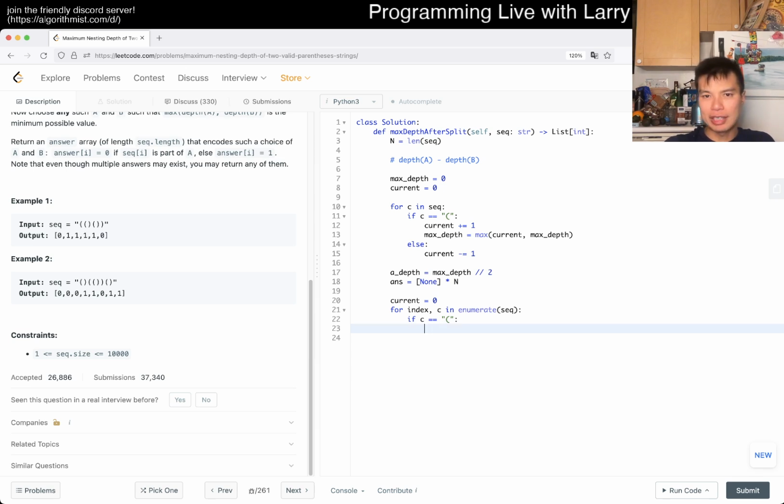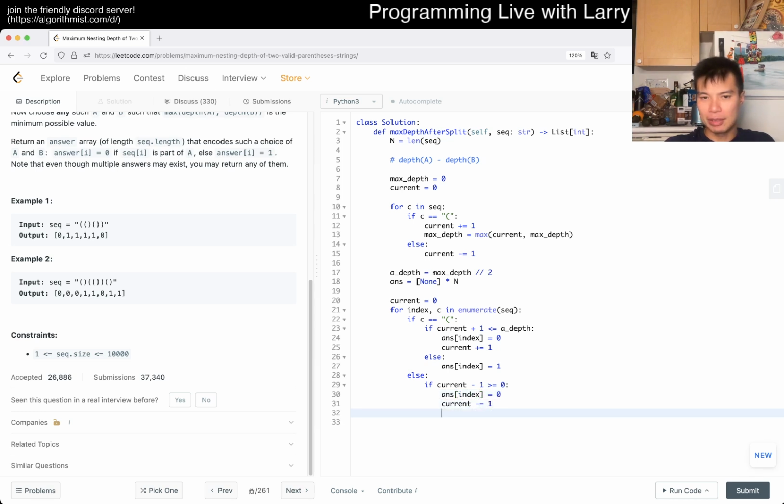But yeah, okay. So then now if current plus 1 is less than or equal to A max depth, then we put it as A, right? So index is equal to 0 and current we increment by 1, right? Else, that means that we have too much on the A depth, then we set it to 1. And we don't even care about the B side because we just assume it'll be routed, right? Else, if current minus 1 is greater than or equal to 0, then answer of index is equal to 0. Current subtract by 1, else.